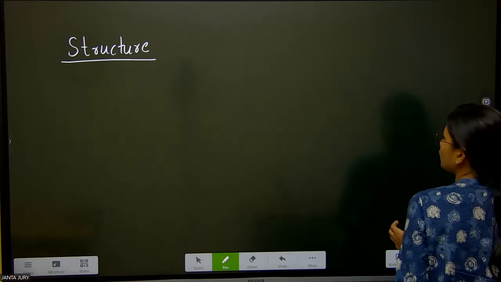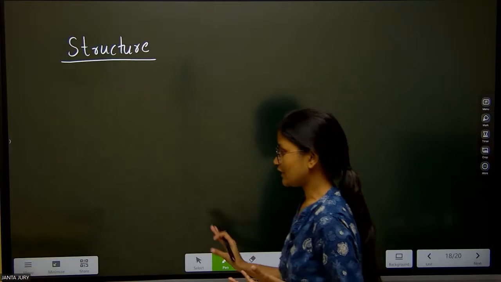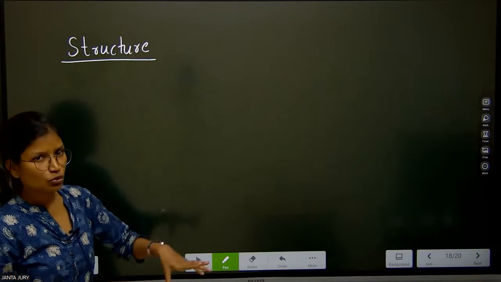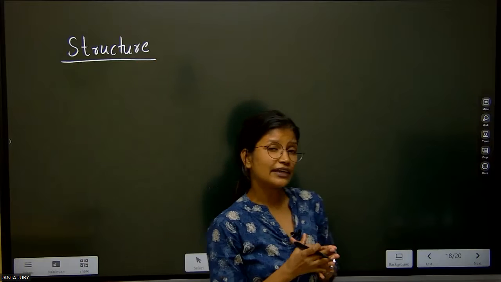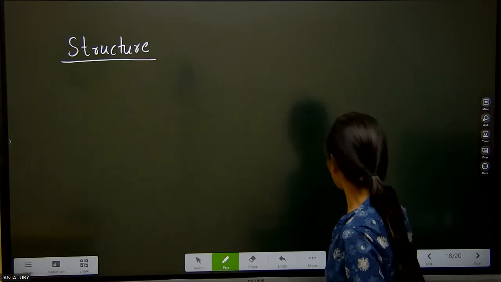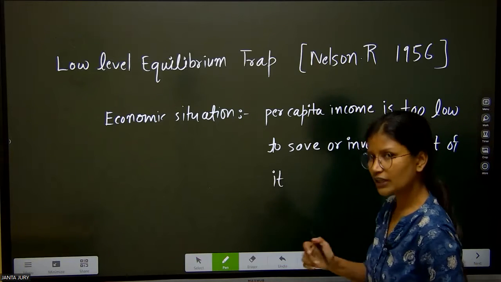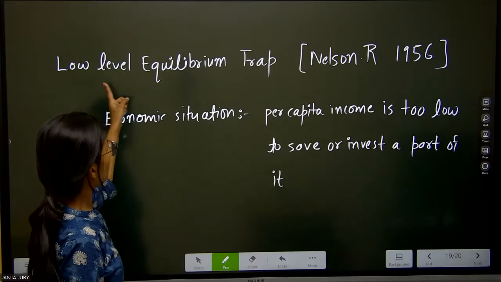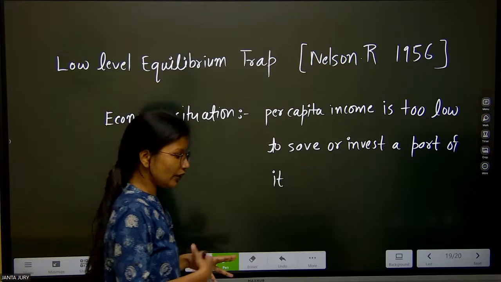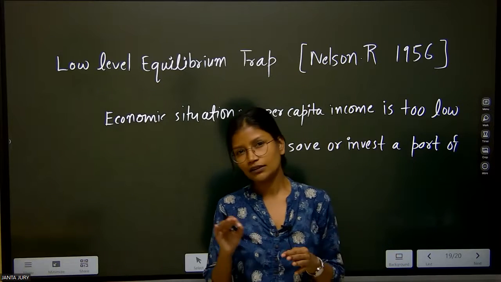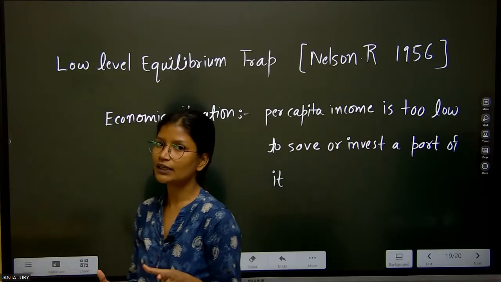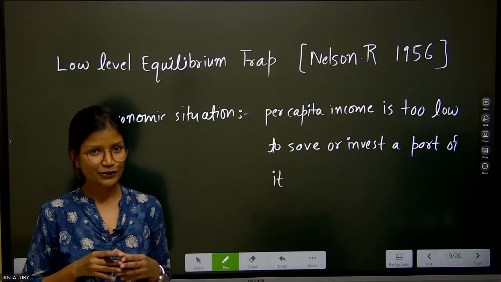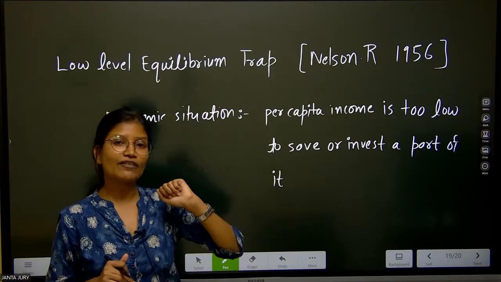Now, before actually formulating a structure for the answer, we first need to know what the question was. The question was about the low level equilibrium trap. The people who are from an economics background, who have done their graduation in economics or studied the syllabus earlier, must know what the low level equilibrium trap is. Even if you don't know it from the syllabus, at least you must be aware that two years back, the Economic Survey of India stated how India is facing the problem of a low level income trap. In the same way, we are going to discuss the low level equilibrium trap.